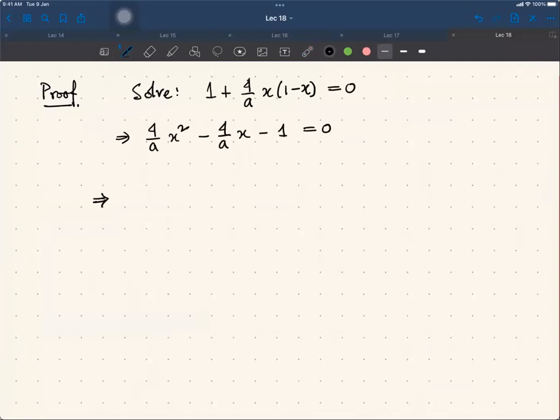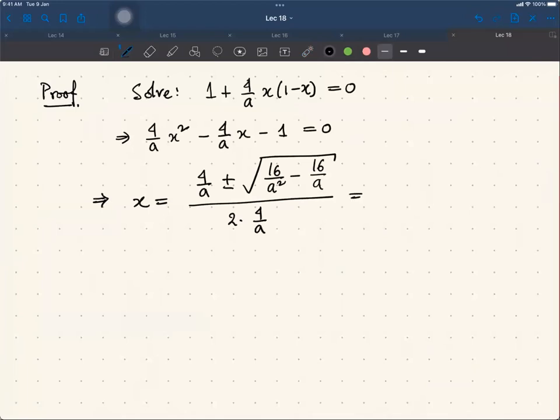And the solution of this quadratic equation is x equals minus b plus minus square root of b square, 16 by a square, minus 4ac, 16 by a, divided by 2 times a, 4 by a. And upon simplification, this will be given by half 1 plus minus square root of 1 plus a.